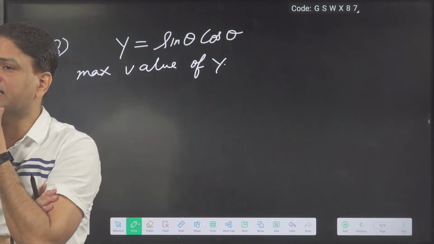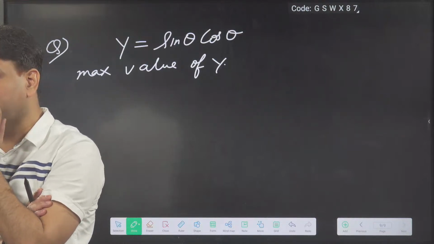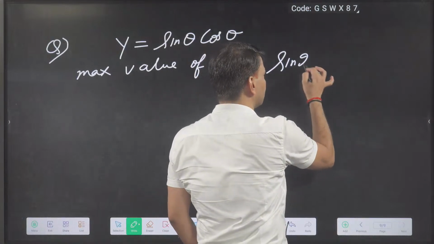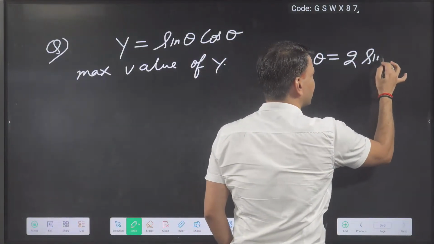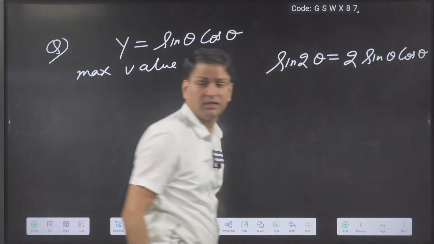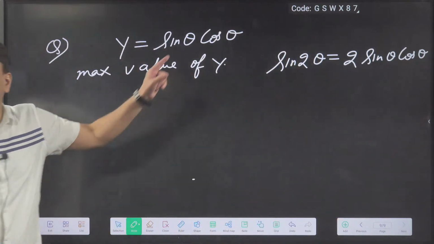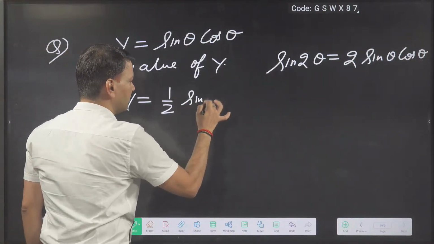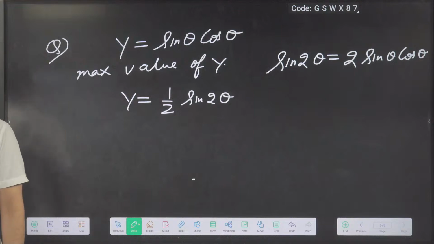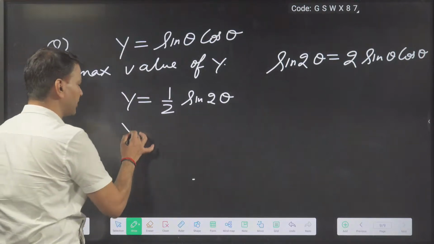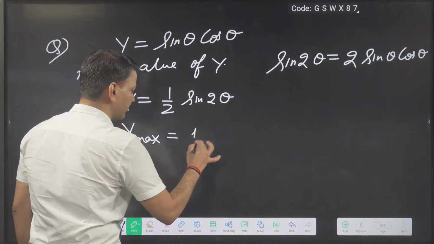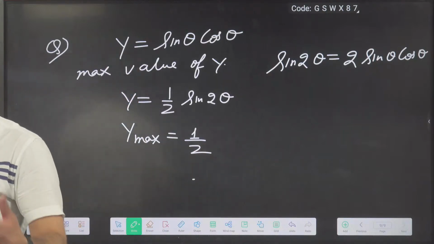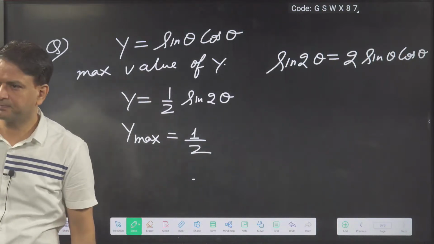What I said: when you see sine theta cos theta together, first you have to think of the formula of sine 2 theta. Sine 2 theta is 2 sine theta cos theta. Now sine theta cos theta I can write as sine 2 theta by 2. So this y I can write as 1 by 2 sine 2 theta. Now the maximum value of sine 2 theta is 1. Then the maximum y you will get is y max equal to 1 by 2. It would be 1 only if both were 1 together, but we know that both will never be 1 together.